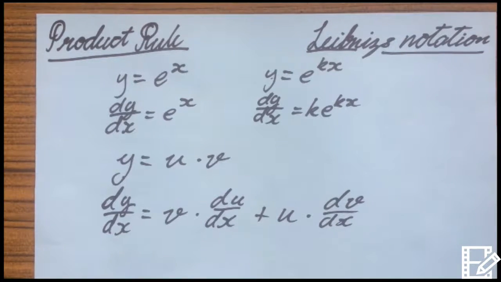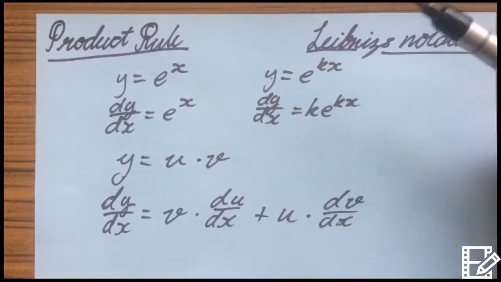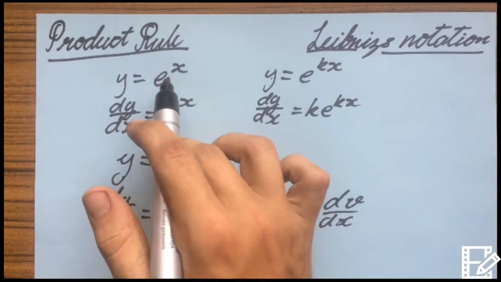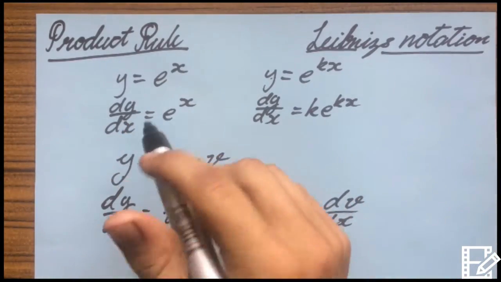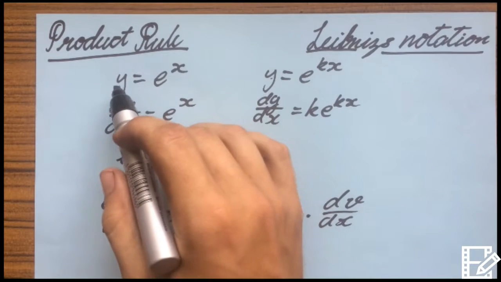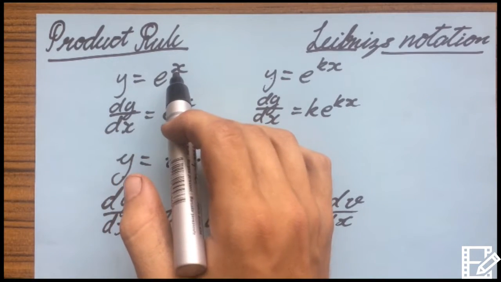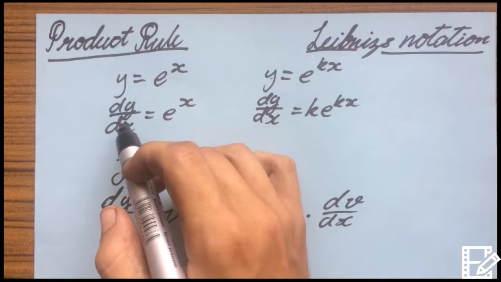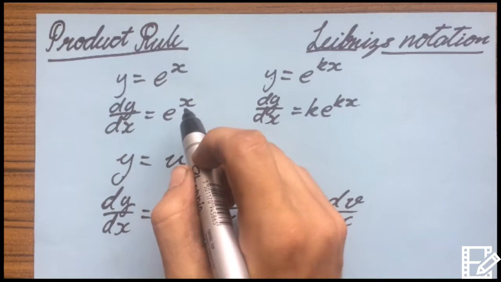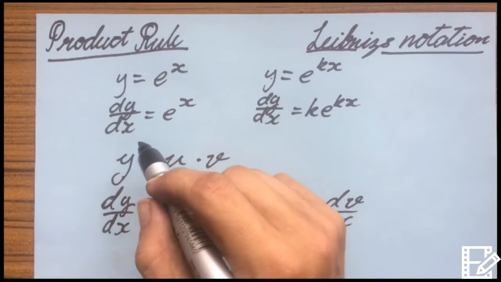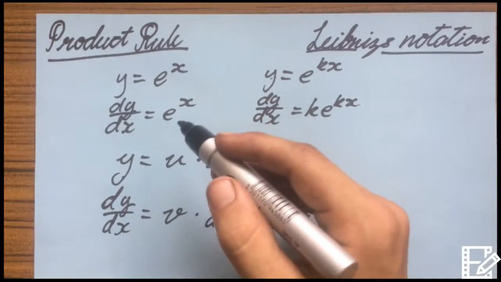Derivatives with e, product rule, Leibniz's notation. So, I have here what we'll generally be focusing on with derivatives with e to the power of x. When you have a function, say y, and it equals e to the power of x, when you go to derive that function, you just get e to the power of x. It's just how it works. It's just how it's done. And it's how we will do it.